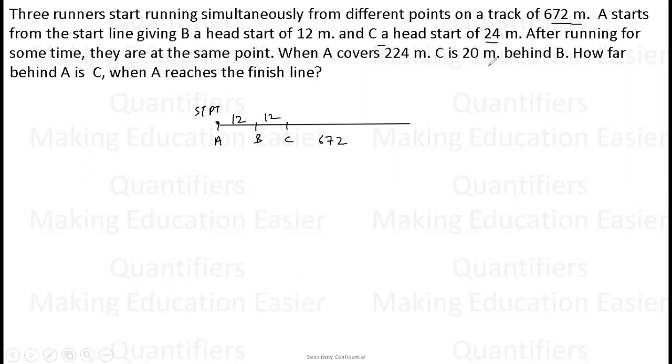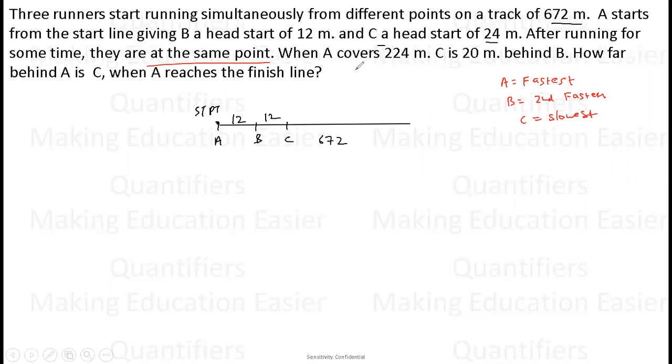Now students, they are saying this is very important. After running for some time, they are at the same point. मतलब एक point ऐसा आएगा when all of them will be together. When all of them will be together, what does it mean? It basically means that A is the fastest person because he is behind both of them and still all of them are at same point. So that means A is the fastest, B is the second fastest person, and obviously guys, C is the slowest person. C is the slowest person.